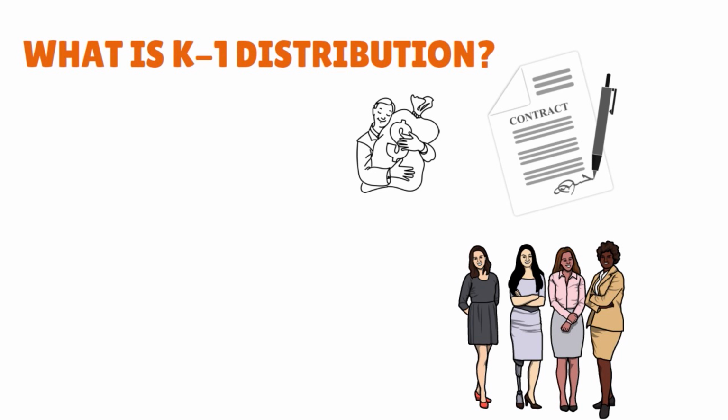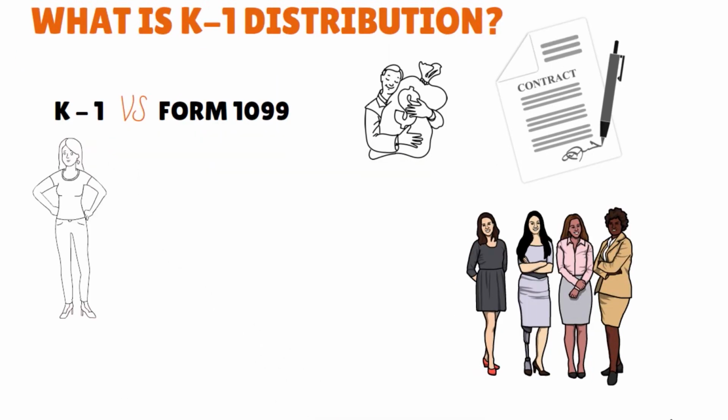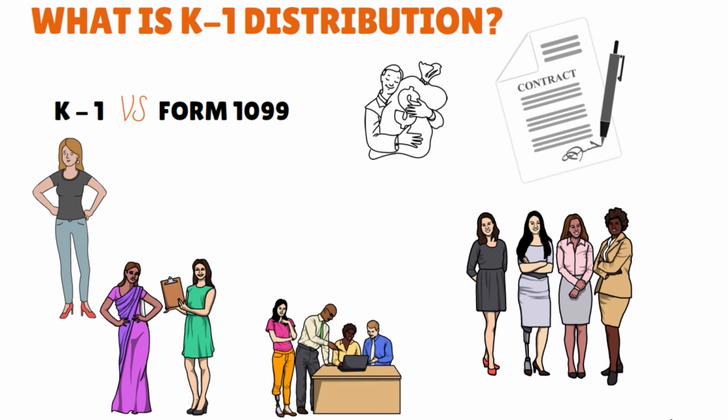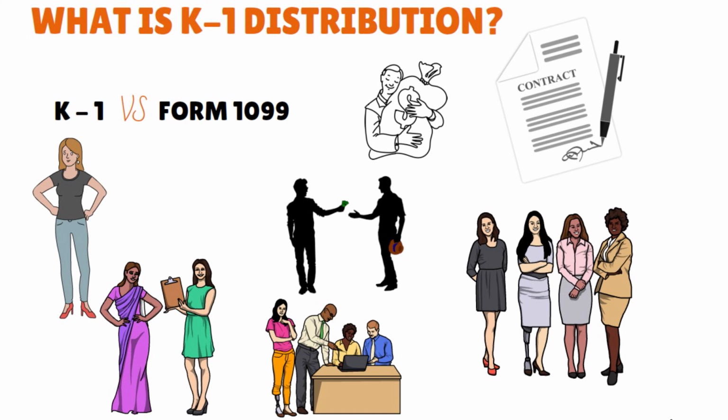People sometimes confuse K-1 versus Form 1099. Schedule K-1 is how individuals in a partnership report their share of the profit or loss. 1099s, on the other hand, are forms that other businesses will send to your partnership if they paid you more than $600 during the tax year. When you add up the total income from all the 1099s, you will get most, but not all, of the income earned by the partnership during the year.